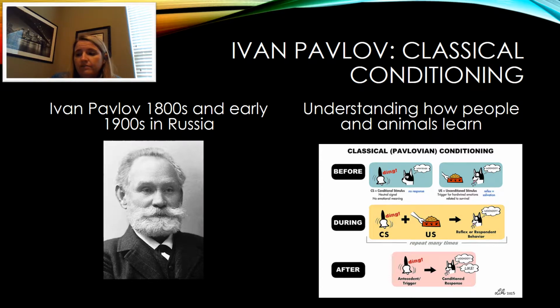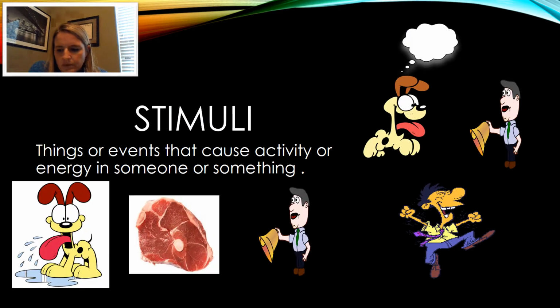Ivan Pavlov, in the early 19th century in Russia, lived with his dogs, and whenever Pavlov would bring the dogs food, they would salivate. But one day, he walked into the room without food and was shocked to see that the dogs would still salivate in anticipation. What Pavlov accidentally discovered was the operation of classical conditioning.